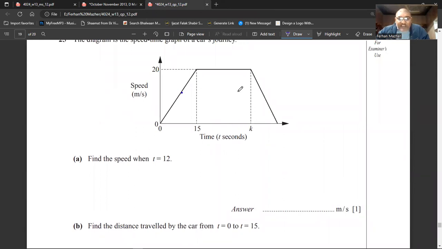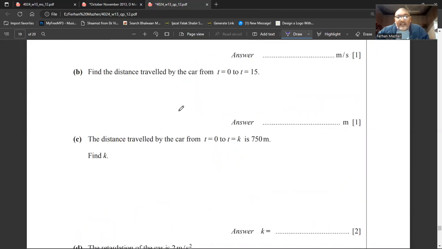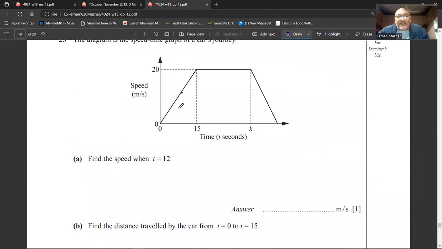So the area under the speed-time graph will be equal to the distance traveled, and the question says the distance traveled is 750 meters. This is a trapezium. The upper side will be K minus 15, and the lower side here is K, and the height here is 20.